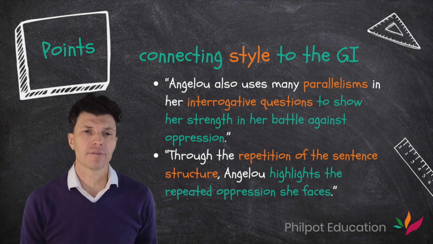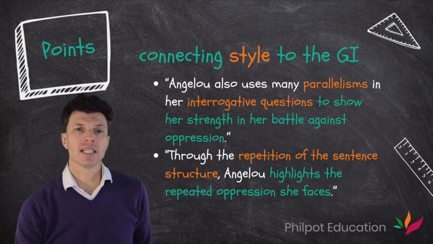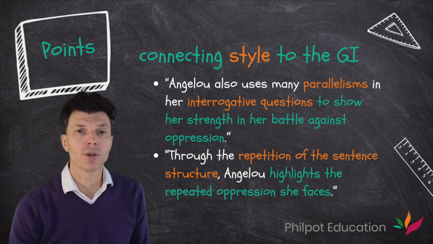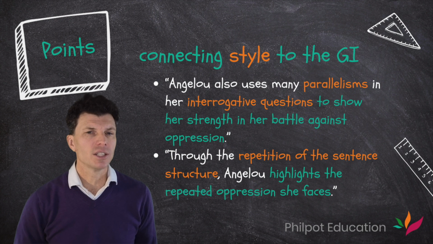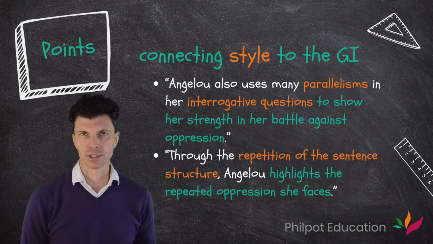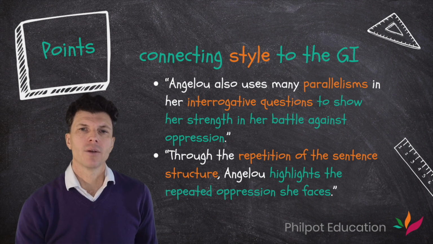There's a sample that I've got in mind about Maya Angelou, and the student says, "Angelou also uses many parallelisms in her interrogative questions to show her strength in her battle against oppression." Typical topic sentence, she's connecting style to the global issue. Essentially, that's what you'll want to do in that topic sentence.